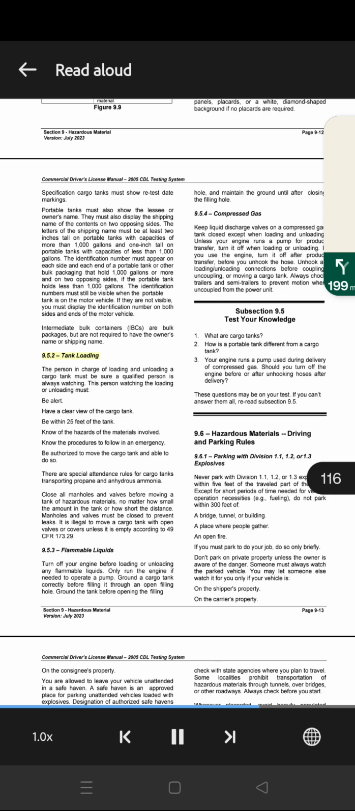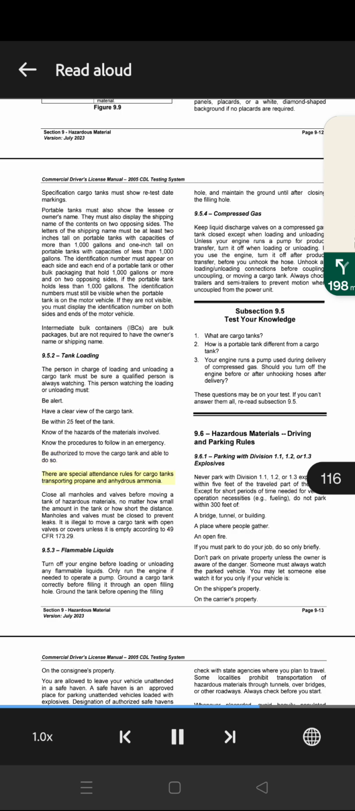9.5.2 Tank loading. The person in charge of loading and unloading a cargo tank must be sure a qualified person is always watching. This person watching the loading or unloading must be alert. Have a clear view of the cargo tank. Be within 25 feet of the tank. Know of the hazards of the materials involved. Know the procedures to follow in an emergency. Be authorized to move the cargo tank and able to do so.